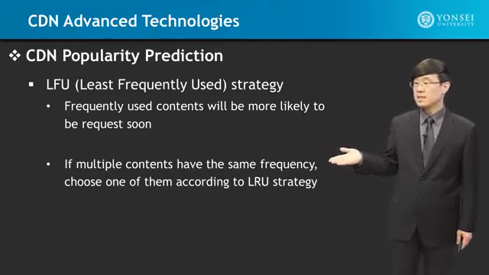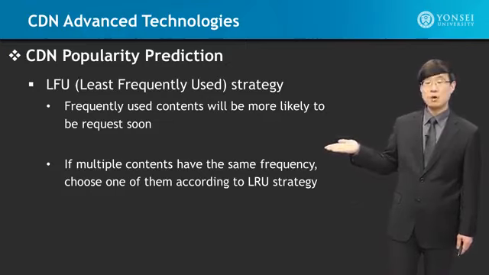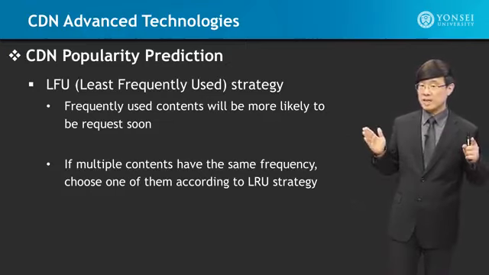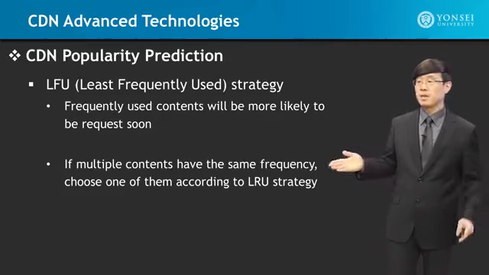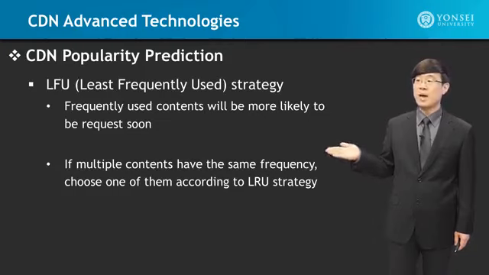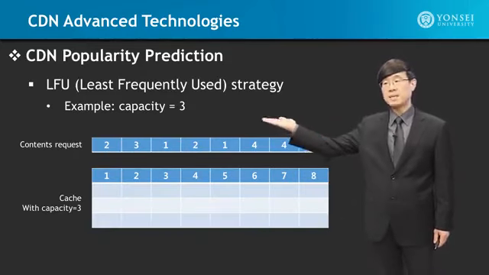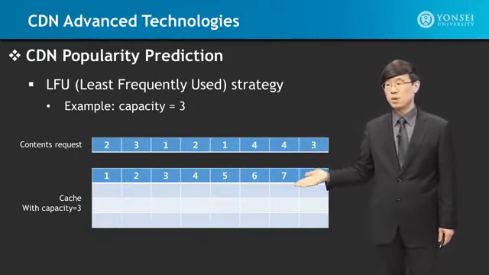If multiple contents have the same frequency, choose one of them according to the LRU strategy. So in other words, if they have the same frequency of requests within a given recent time period, then which one was requested more recently? You find that out, and the other one is discarded. So the more recent one gets higher priority to be kept if they have the same frequency of requests.